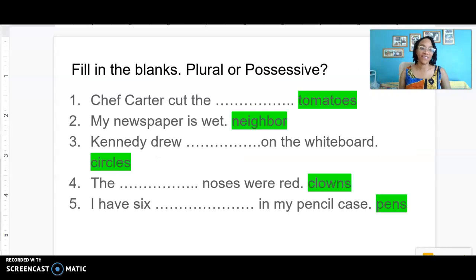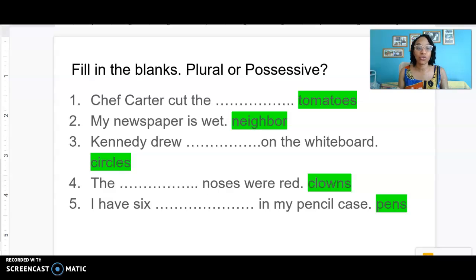Now I want you to help me fill in the blanks. You need to figure out if this is plural or possessive. Chef Carter cut the tomatoes. Do the tomatoes own anything? My blank newspaper is wet, right? So in this case, who does the newspaper belong to? It belongs to my neighbor. So in this case, we need to say my neighbor's newspaper is wet, with an apostrophe s because of possession.